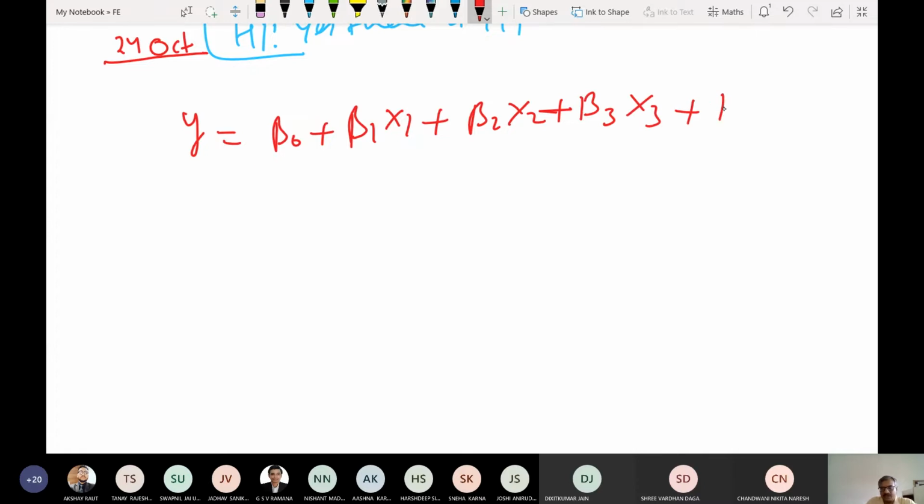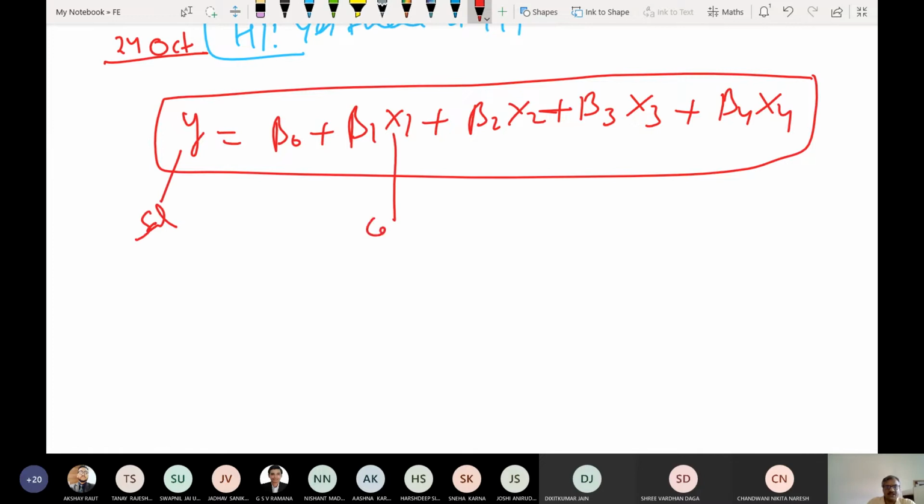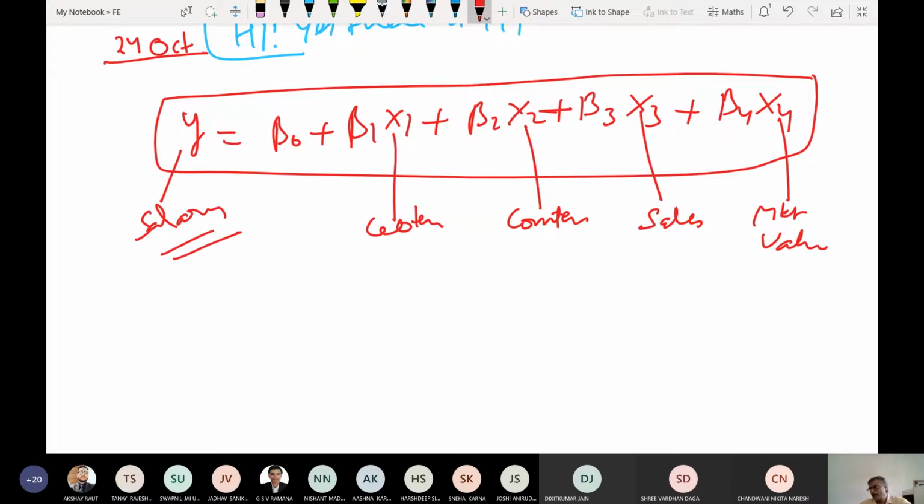So I've got 4 variables, so I am practically running this model, in which y is nothing but salary, and x1 is CEO tenure, and this is company tenure, and then we are having market value, other is sales, and this is market valuation, and this is salary. All of you are with me? This is what we are trying to find out.